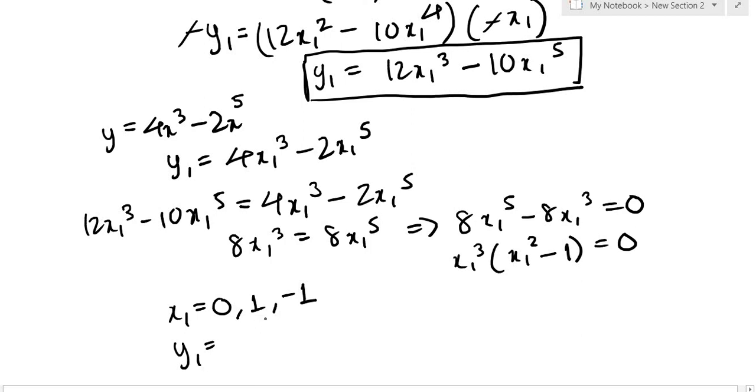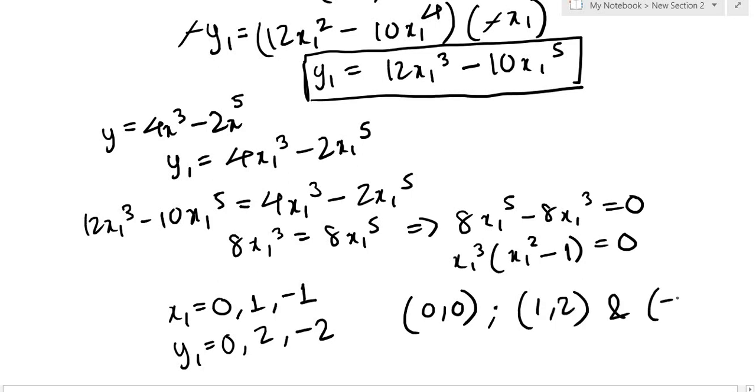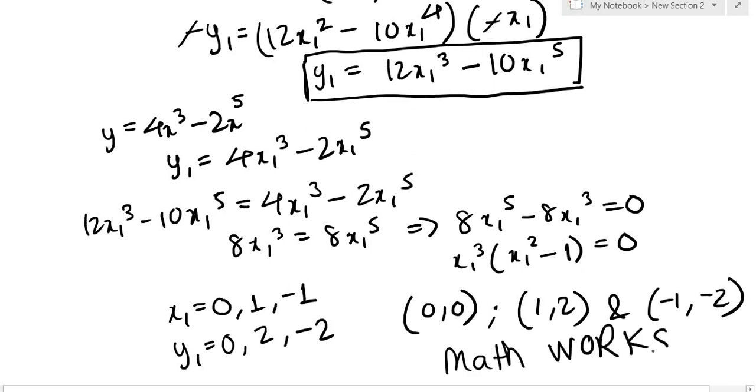So you will get 0 when x is 0, 2 when x is 1, and negative 2 when x is negative 1. You can plug it in and check for yourself. So the points at which the tangent line passes through the origin, as the question demanded, are 0, 0, 1, 2 and negative 1, negative 2. Again, you can graph it up, but math works, always has been working.